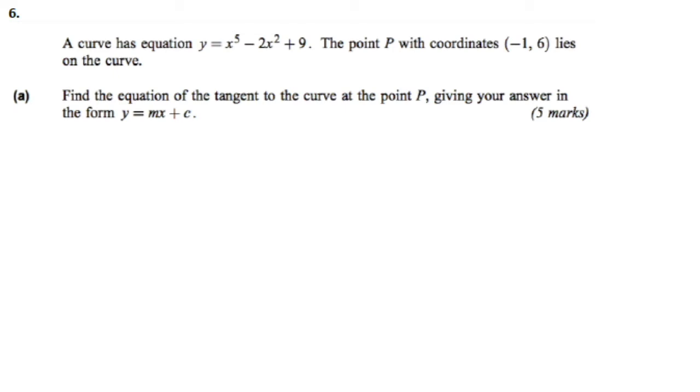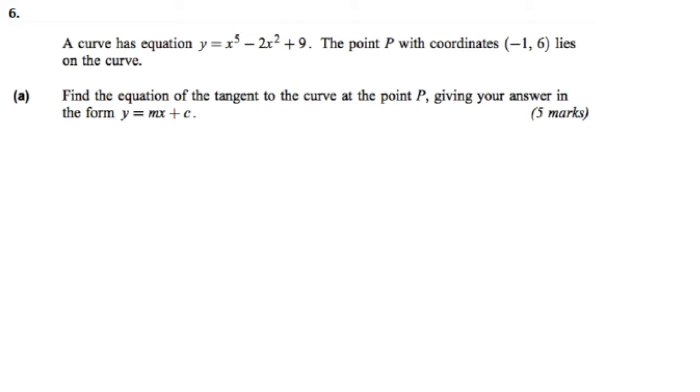A curve has equation y equals x to the power of 5 minus 2x squared plus 9. The point P with coordinates (-1, 6) lies on the curve. Now let's look at part A. Find the equation of the tangent to the curve at the point P, giving your answer in the form y equals mx plus c. So it's mentioning a tangent.